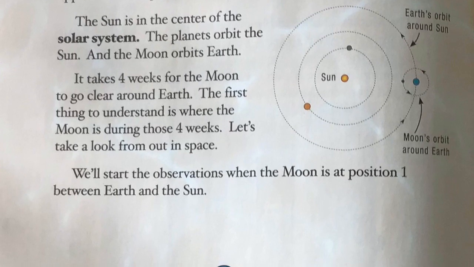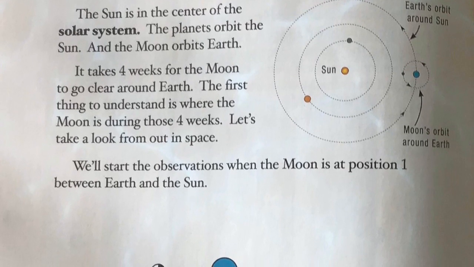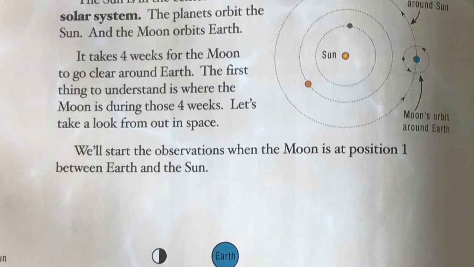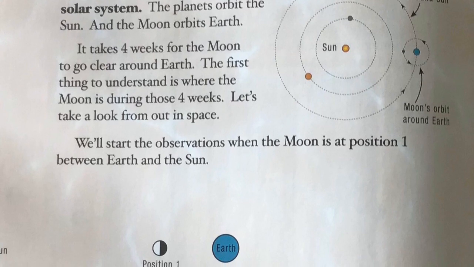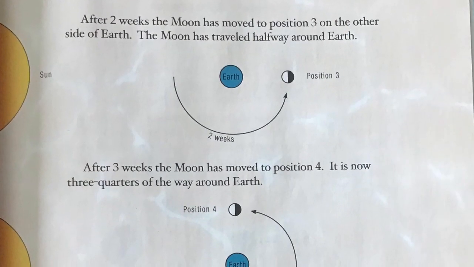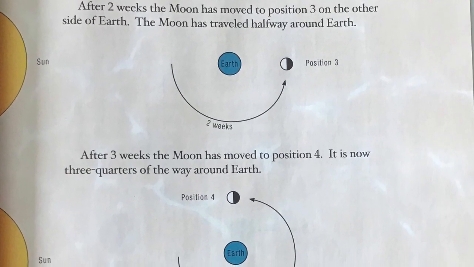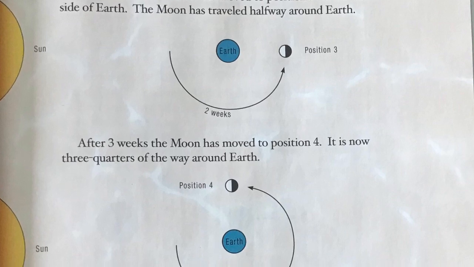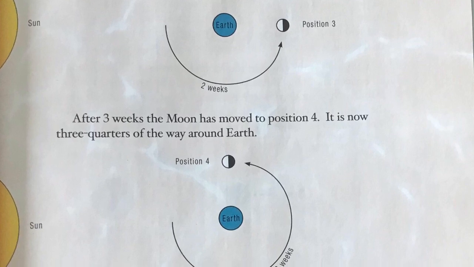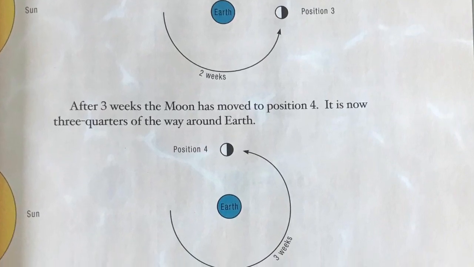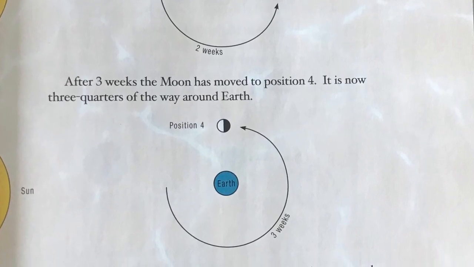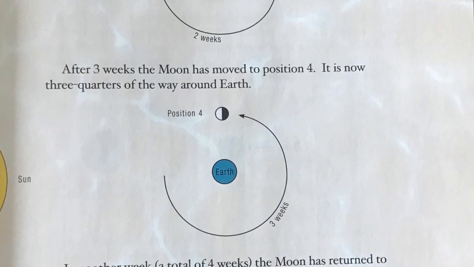We'll start the observation when the moon is at position 1 between Earth and the sun. The moon orbits Earth in a counterclockwise direction. After 1 week, the moon has moved to position 2. After 2 weeks, the moon has moved to position 3 on the other side of the Earth. The moon has traveled halfway around the Earth. After 3 weeks, the moon has moved to position 4. It is now 3/4 of the way around the Earth. In another week, a total of 4 weeks, the moon has returned to position 1. It has completed what they call the lunar cycle.